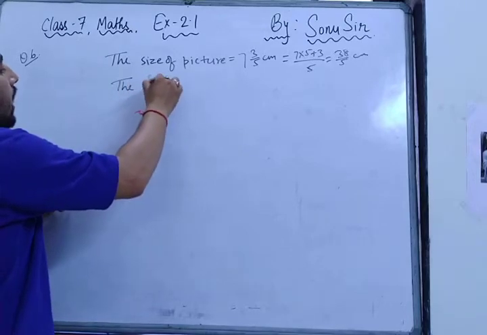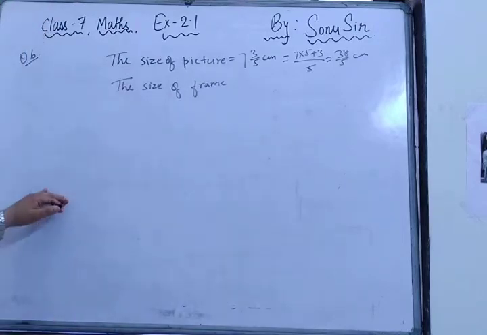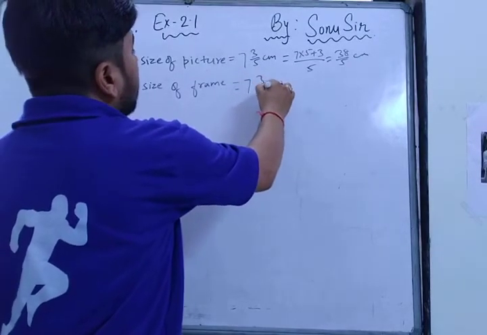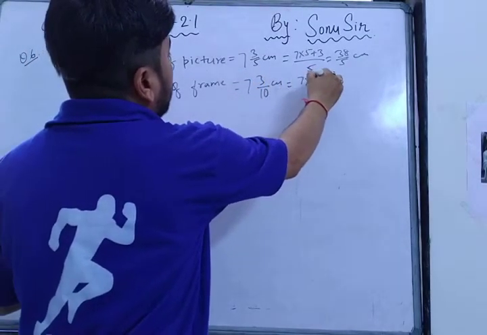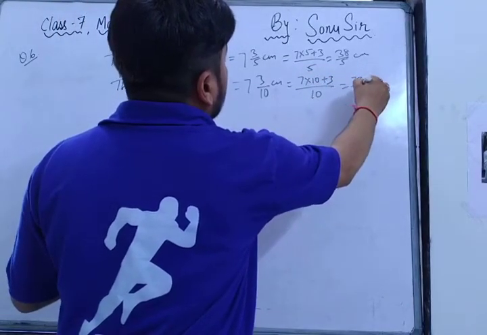What is the size of the frame? Sorry, actually we have written it the opposite way. Put into a picture frame. The picture is this one and put into the frame. The picture cannot be more than 7 into 3 by 10. So the size of the frame is 7 into 3 by 10. 7 into 3 by 10 means 7 into 10 plus 3 by 10. 7 tens are 70 plus 3, 73 by 10 centimeter.